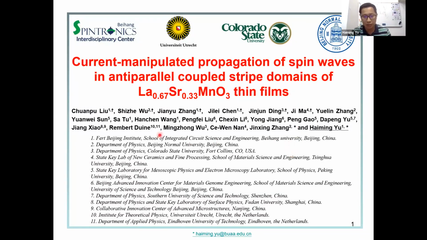As you can see, this work was done in a group of collaborations. I think this work was mainly done by my former postdoc, Dr. Chenpu Liu, who's now with Professor Mingjun Wu at Colorado State University. The sample was grown by our colleagues at Beijing Normal University, in the group of Professor Jinxin Zhang. And the MFM was taken at Tsinghua University in the group of Professor Chen Nan. The theoretical section was provided by Professor Lambert Dun and also Professor Jin Qiao at Fudan. And the sample structuring and characterization was helped by Professor Dapeng Yu, Professor Peng Gao, and Professor Lin Jiang's group.